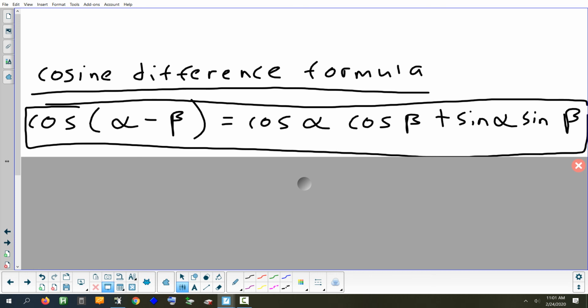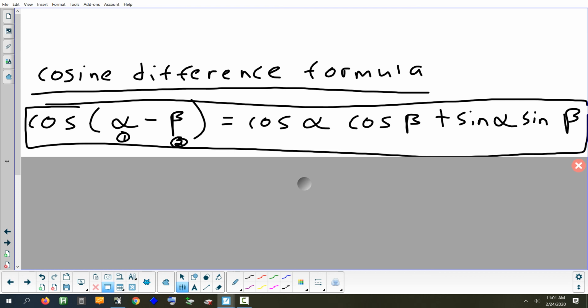Alpha and beta could be any 2 things. Sometimes one of them will be a letter, one of them will be a number. Sometimes they'll both be numbers. It depends on the problem. But what I usually do is call alpha the first, and I call beta the second. So the formula is cosine of the first times cosine of the second plus sine of the first times sine of the second.